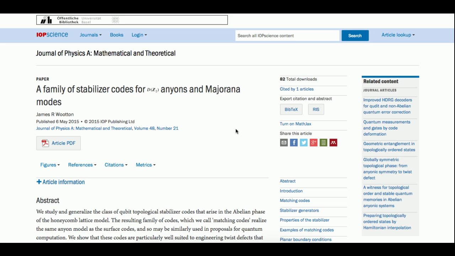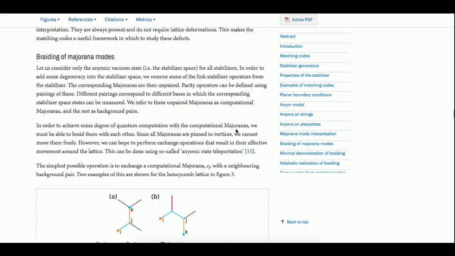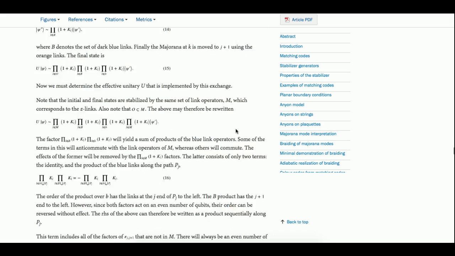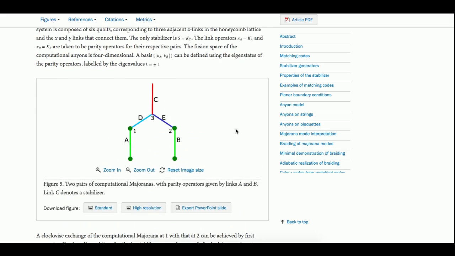My experience starts with this paper which I published not too long ago in the Journal of Physics A. It's called A Family of Stabilizer Codes for D Z2 Anions and Majorana Modes, which you probably don't understand, but you don't need to. The main thing is that near the end of this paper I proposed an experiment that I wanted to convince people to do at some point. This week I realized that using the IBM Quantum Experience I could do it myself.